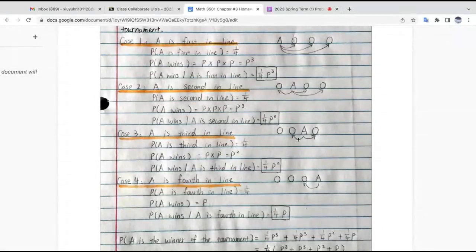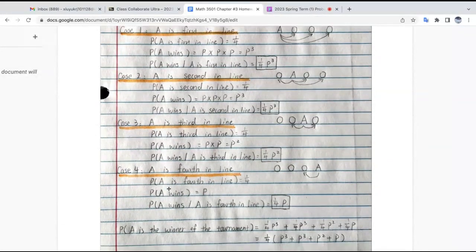So the probability of A in the third line is 1 over 4. Then if A needs to be the winner, that means A needs to win against the second person and the last person. So the probability of A wins is equal to P times P, which is P squared. So the probability of case 3 is 1 over 4 times P squared.